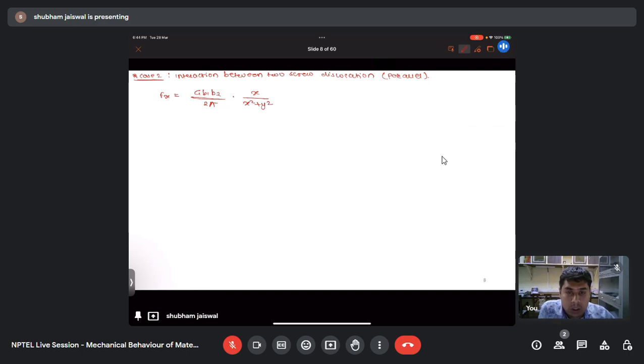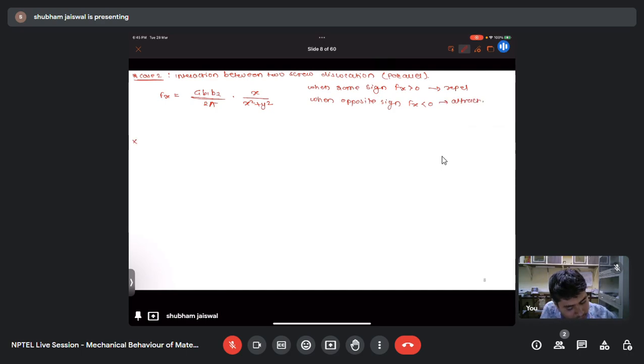Okay, if both are of the same sign, then Fx will be greater than 0. That is, they will try to repel each other. And if they are of opposite nature, means one is opposite, then Fx will come out to be less than 0. So they will try to attract each other. So let me write down: same sign, Fx greater than 0, it will repel. Opposite sign, Fx will be less than 0, and it will try to attract.